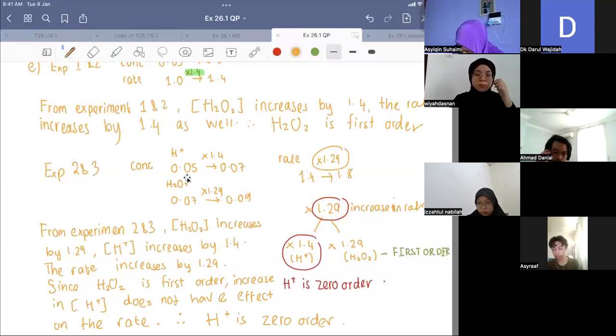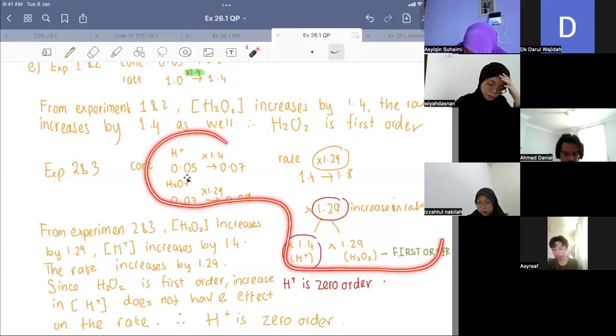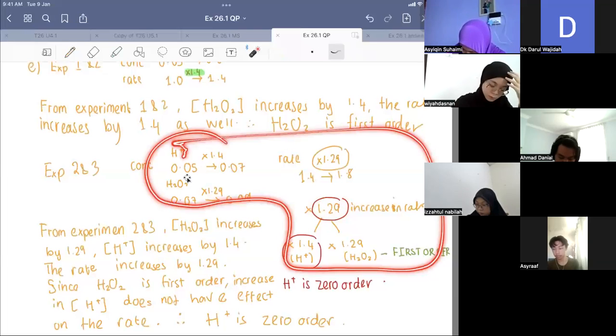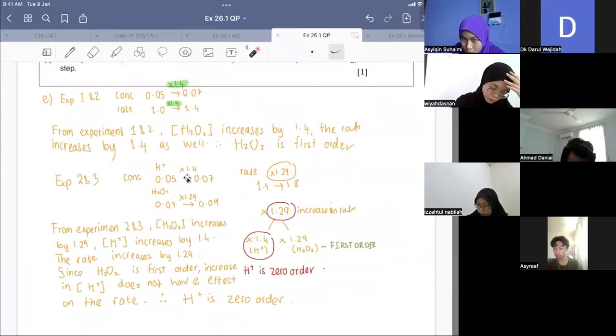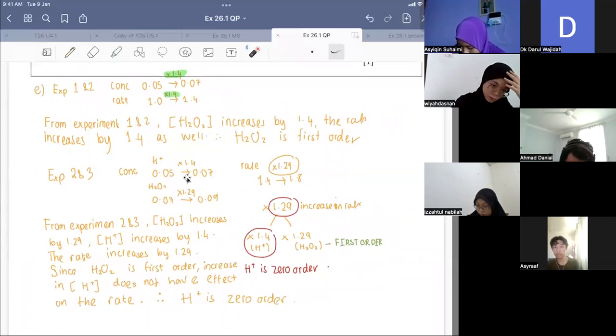Okay, you have to somehow describe the mathematics that you do earlier on in words. Okay, you cannot just leave everything like this and expect them to understand your working. So you have to convert this information into words. Then only you can make a deduction and say that means H plus is zero order. Okay. So I will just zoom that out.